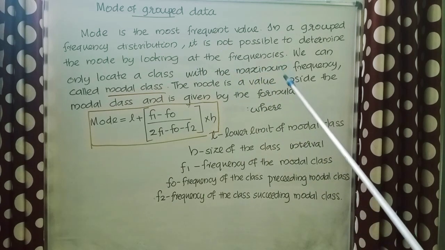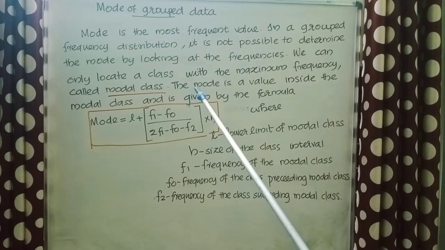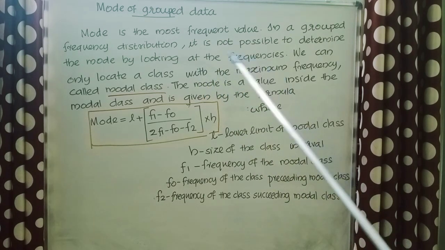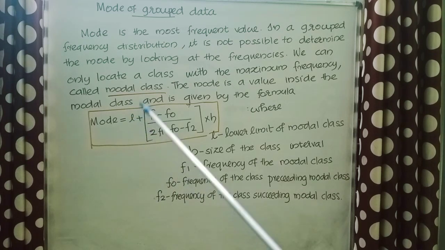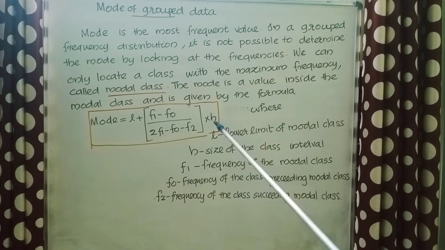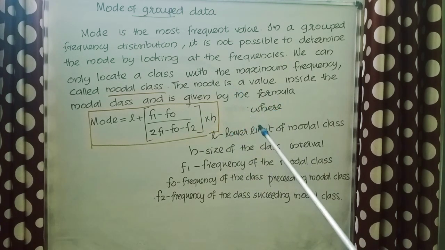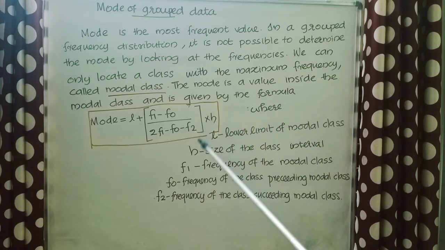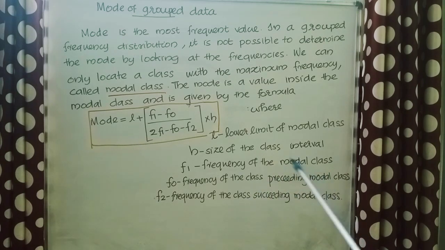The mode is a value inside this modal class, and we can find the mode by using the formula: mode equal to L plus (F1 minus F0) divided by (2 F1 minus F0 minus F2), into H, where L is the lower limit of the modal class, H is the size of the class interval, F1 is the frequency of the modal class, F0 is the frequency of the class preceding the modal class, and F2 is the frequency of the class succeeding the modal class.